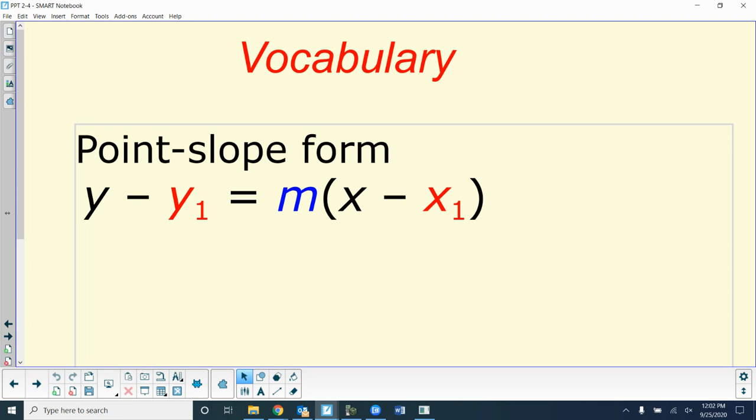Hey, Bob. All right, so here's point-slope form. Go ahead and write that down in your notes. All right, so what's the m stand for? Slope. Very good. What's the x1, y1 stand for? The point, right? Okay, so again, the m represents the slope, and the (x1, y1) represents the point, or point-slope form.